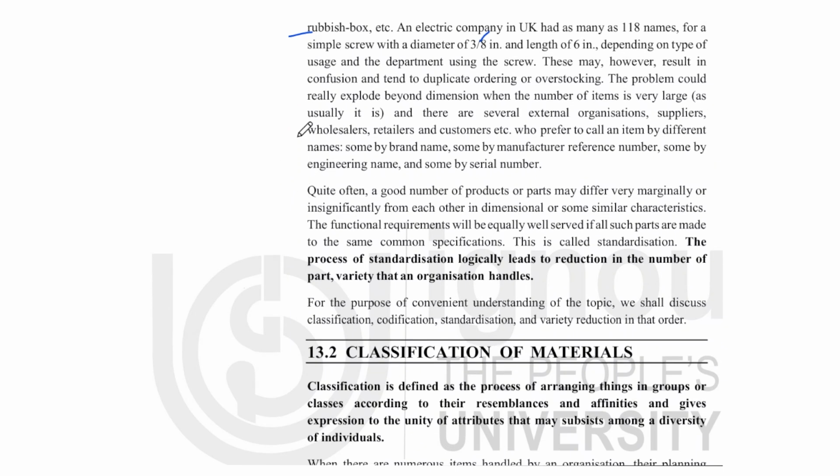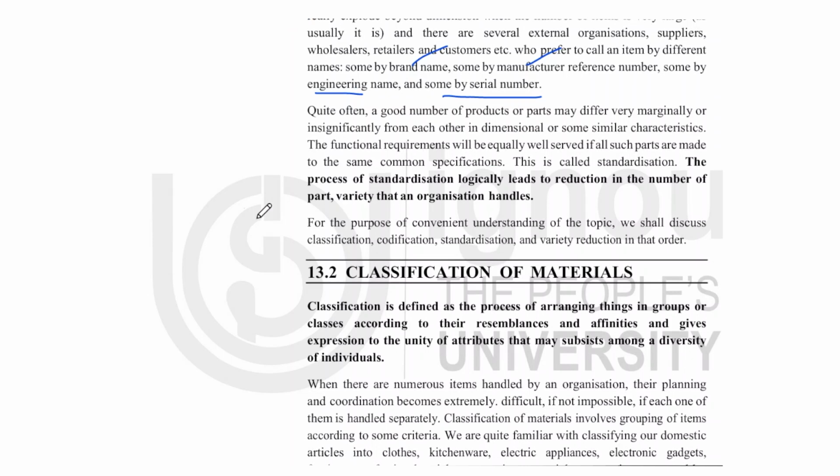And the problem could really explode beyond dimension when the number of items is very large, and there are several external organizations, suppliers, wholesalers, retailers and customers etc., who prefer to call an item by different names, some by brand name, some by manufacturer reference number, some by engineering name and some by serial number, right? So the process of standardization logically leads to reduction in the number of part varieties that an organization handles. So that's the definition of standardization.